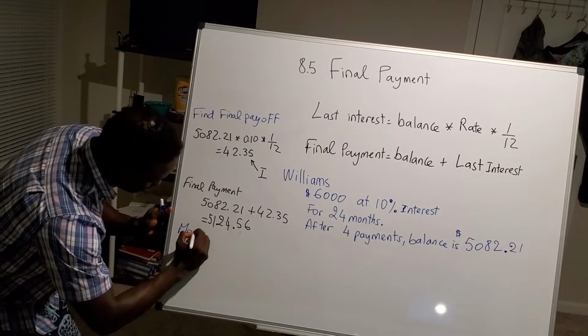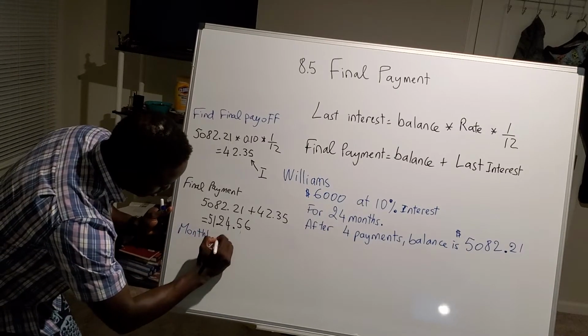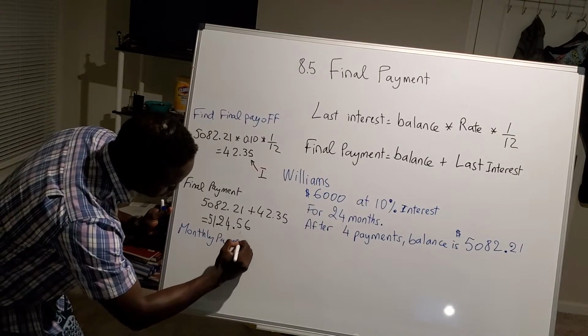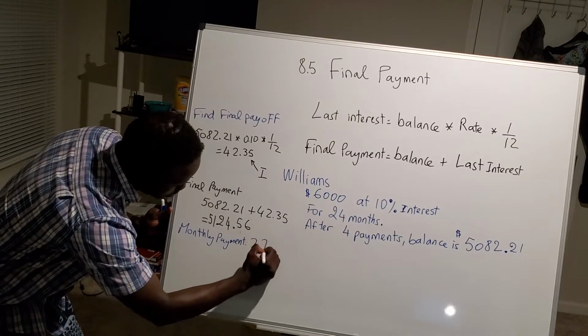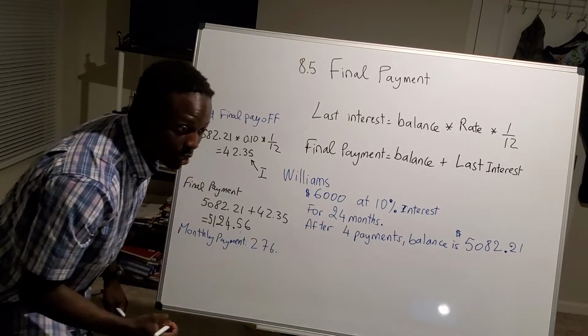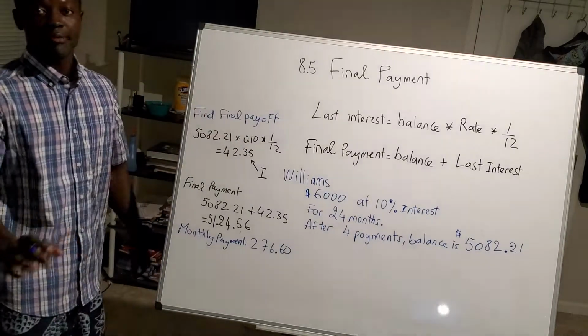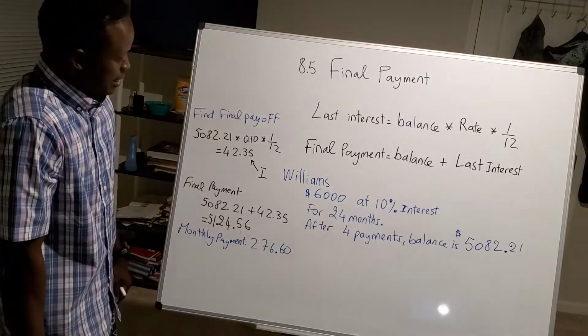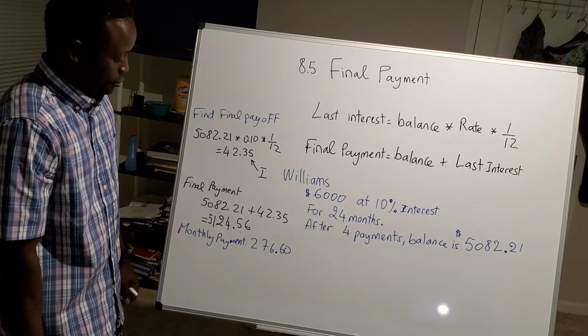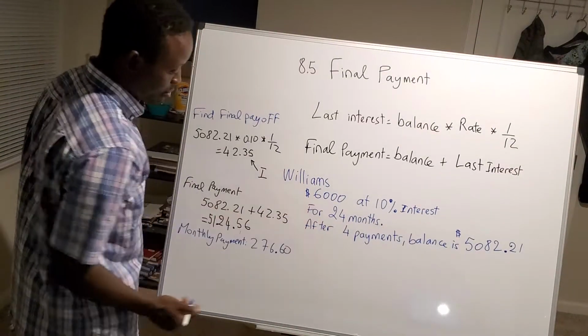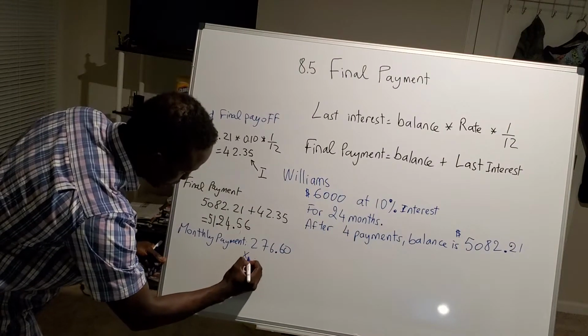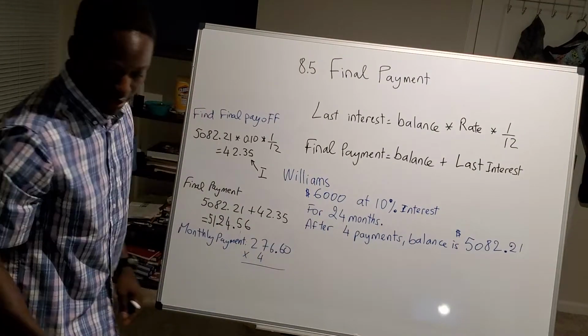Okay, monthly payment. 276.60. Alright, so we know we made 4 payments, right? So 276.60 times 4. Okay, let's see how much that's going to give us.